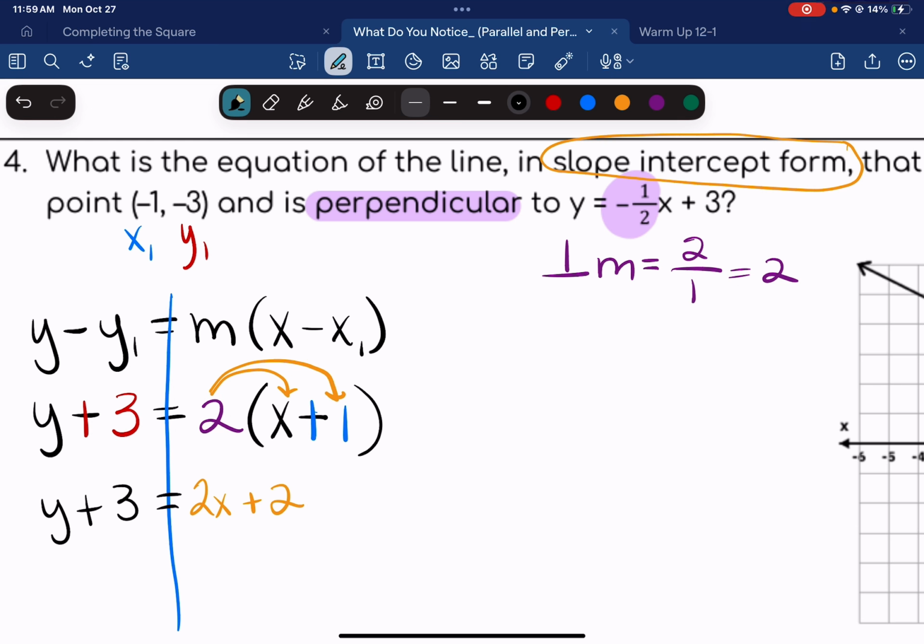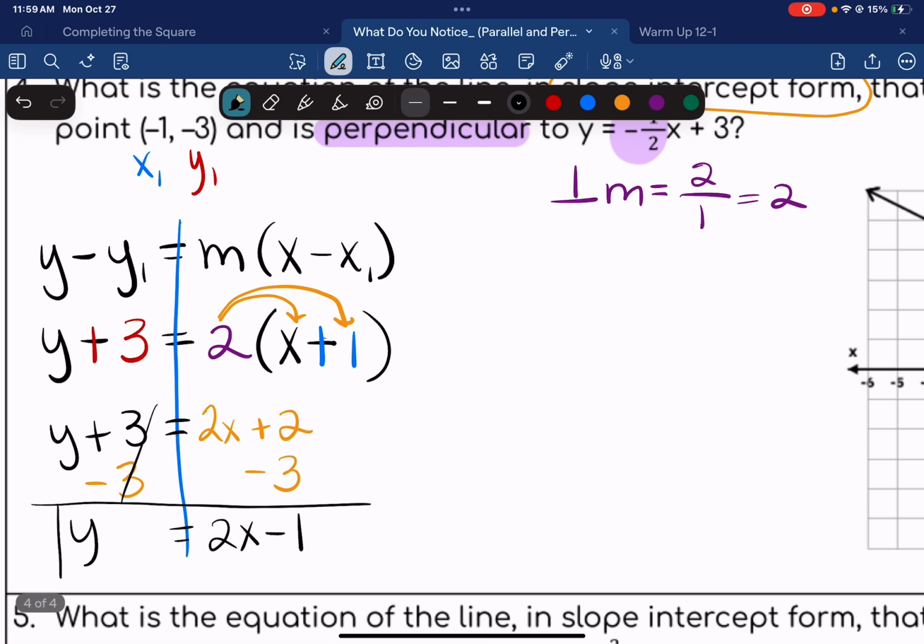All right, so we distributed. We got rid of parentheses. Now we need to isolate our y value. We need to move the constant. That plus 3, its inverse is minus 3. So let's subtract 3 from both sides of our equation. And that ends up giving us y equals 2x, and then 1 minus 3 gives us a minus 2. So this is our equation in slope-intercept form.